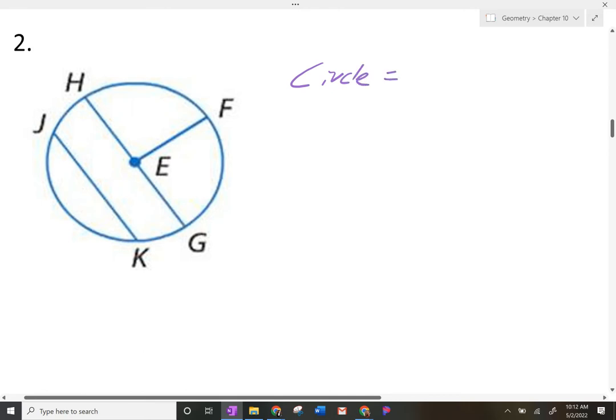All right, first part, the circle. What's the name? Mary Grace? Perfect. So we're going to call it circle. So circle with a dot and the letter E. Fantastic.